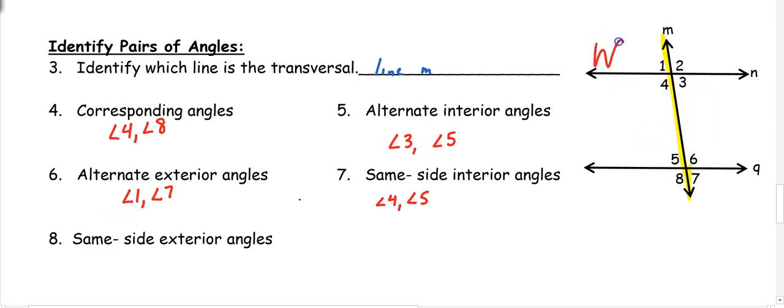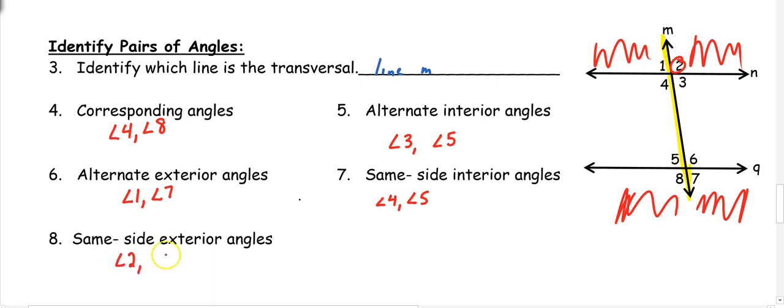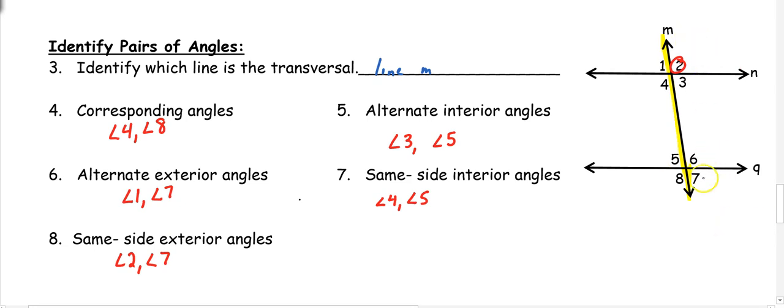Same side exterior, so same idea again, but on the outside of our lines. So if we picked angle 2, the angle that's on the same side of angle 2 is angle 7. They're just on the outside of our lines.